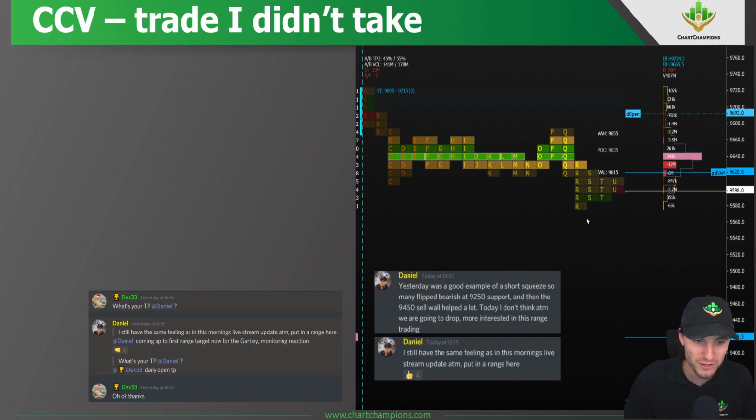Today, I don't think we're going to get the drop. I didn't think that we would get this drop down to previous day's value area low. More interested in trading the range. I'm more interested in this higher range.